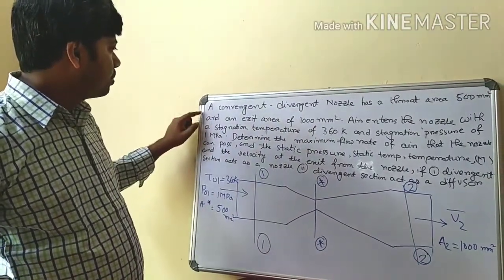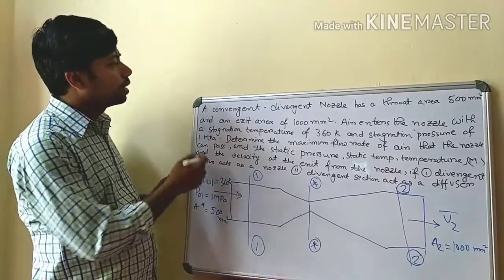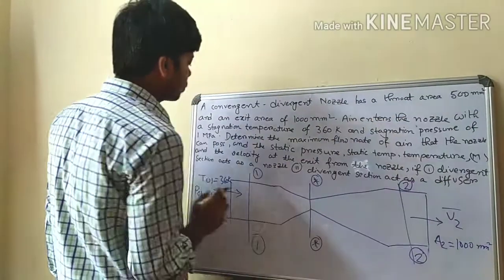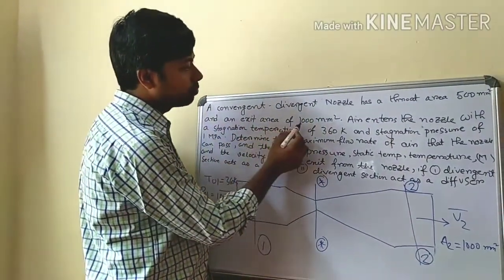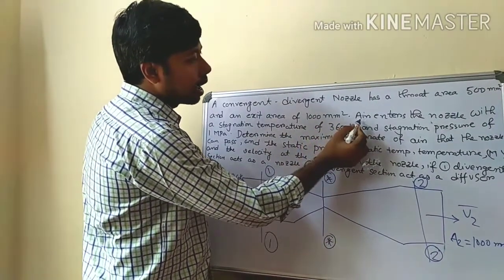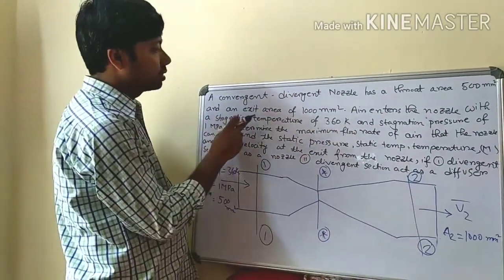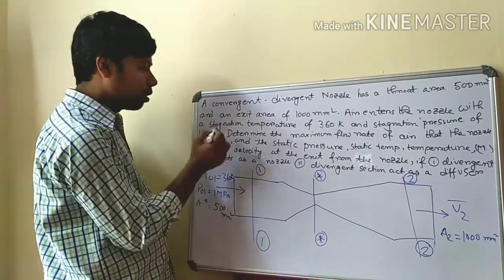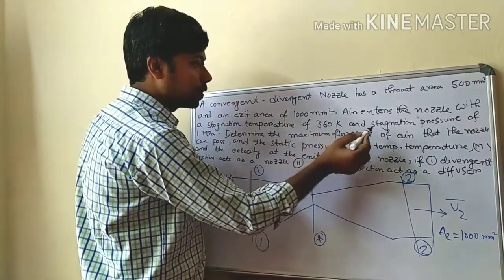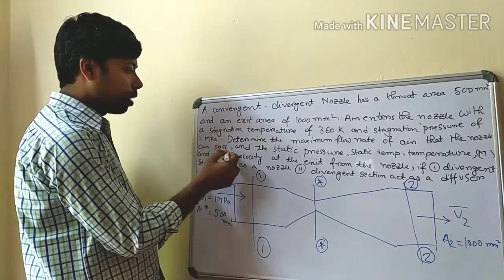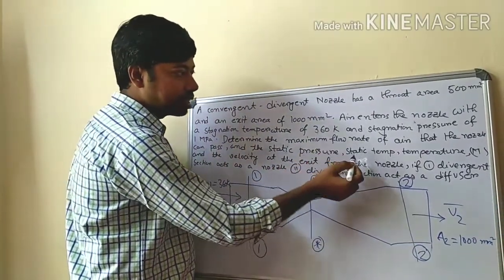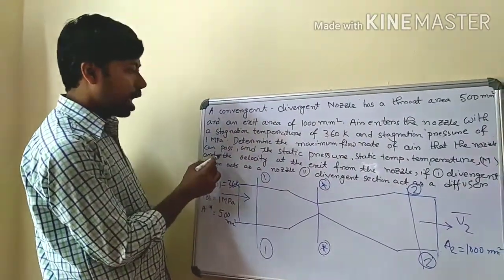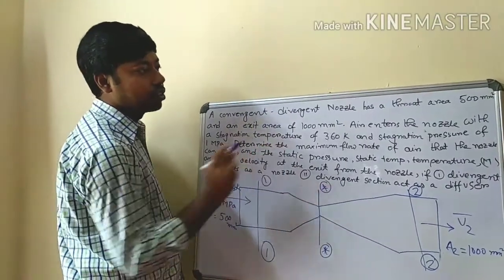Now the numerical is that a convergent divergent nozzle has a throat area of 500 millimeter square and an exit area of 1000 millimeter square. Air enters the nozzle with a stagnation temperature of 360 Kelvin and stagnation pressure of 1 megapascal. Now we have to determine the maximum flow rate of air that the nozzle can pass, and the static pressure, static temperature and Mach number and the velocity at the exit from the nozzle.